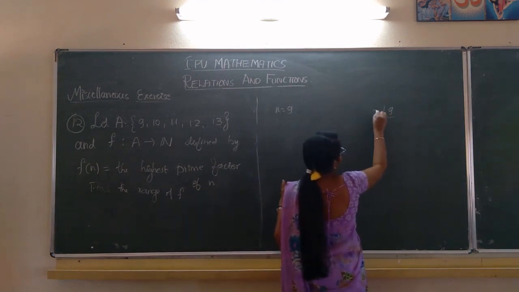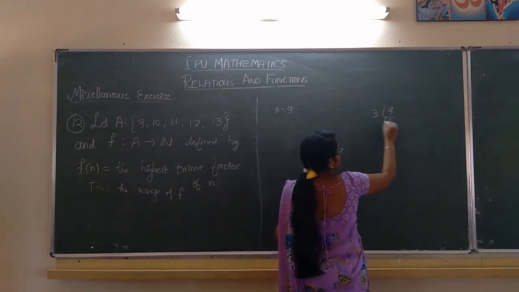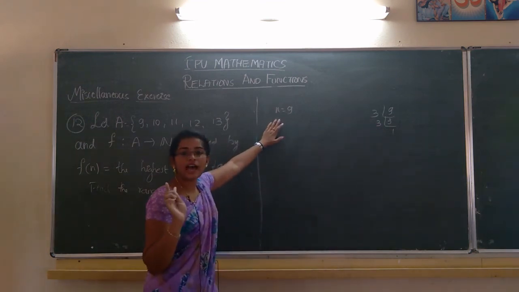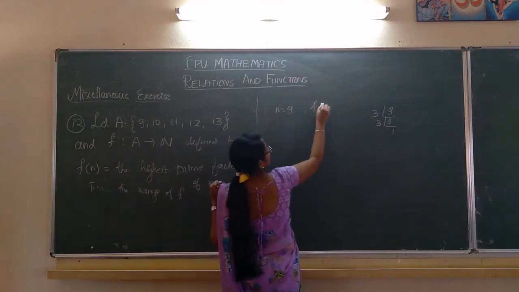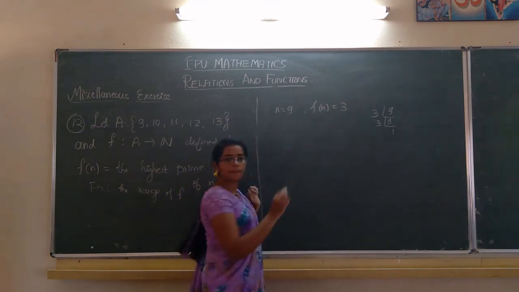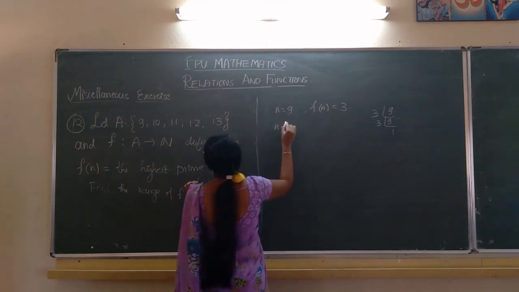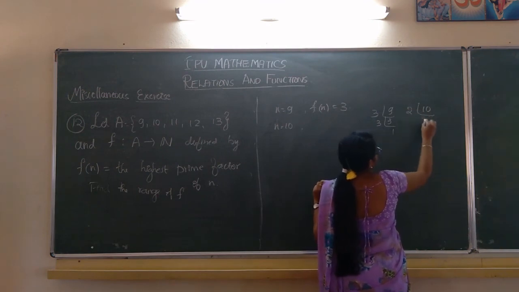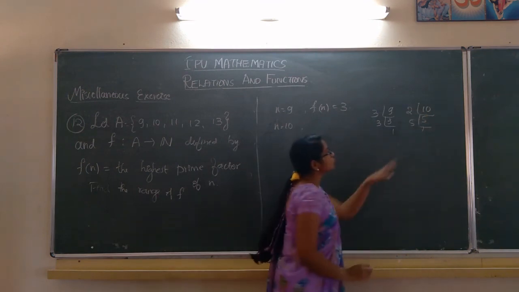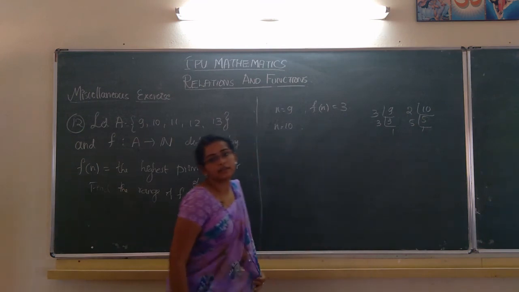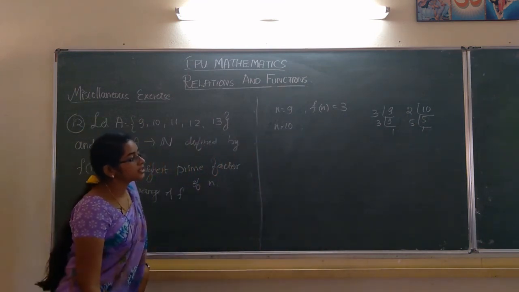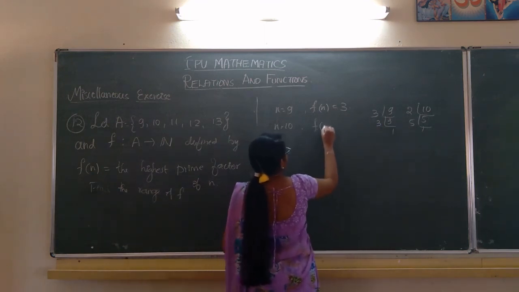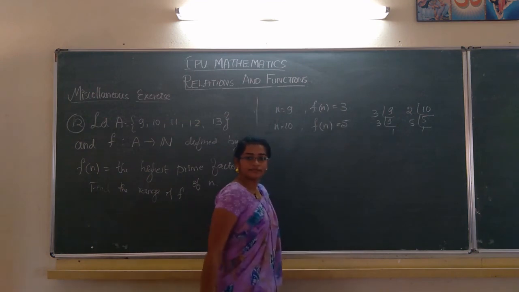See, 3 squared is 9. 3 is the only prime factor of 9. So the highest prime factor is 3 itself, right? If I take N equal to 10, what happens? 2 fives are 10, 5 ones are 5. So 2 and 5 are the two factors and both are prime. Those are the two prime factors of 10. And what is the highest one? 5 is the highest prime factor.